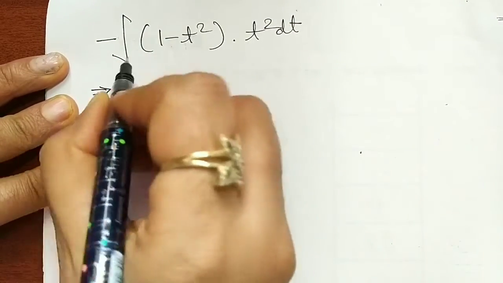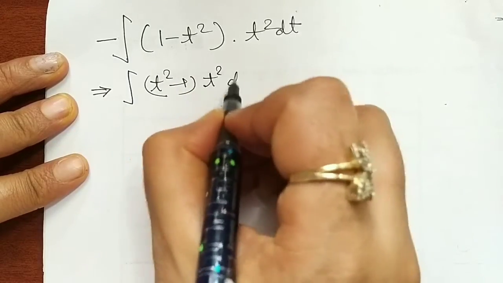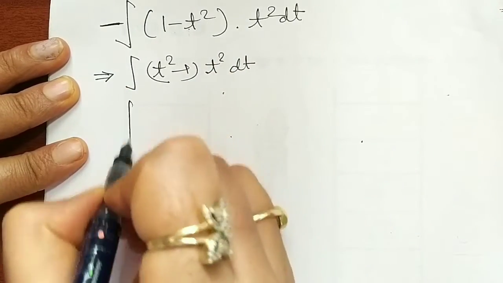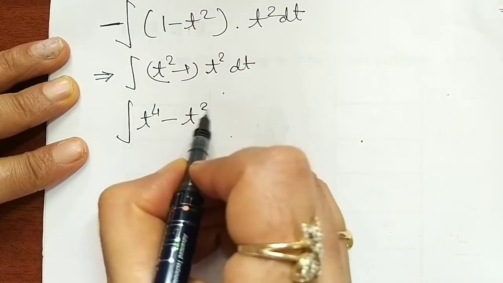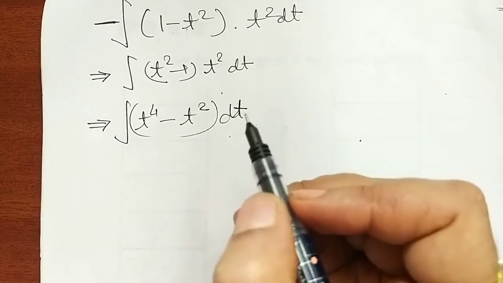Now because of this minus, this sign will change. t square minus 1, t square dt. I have taken this minus inside. Now multiply this: t^4 minus t square dt. It's pretty simple to integrate now.